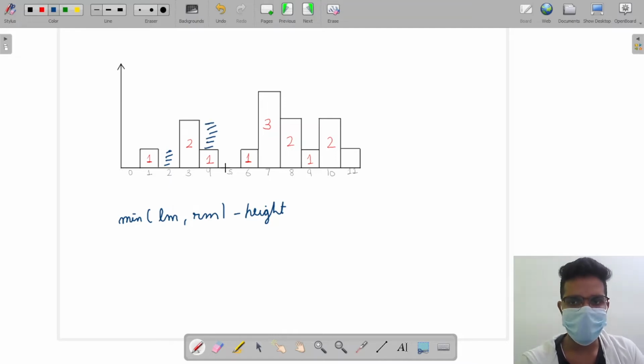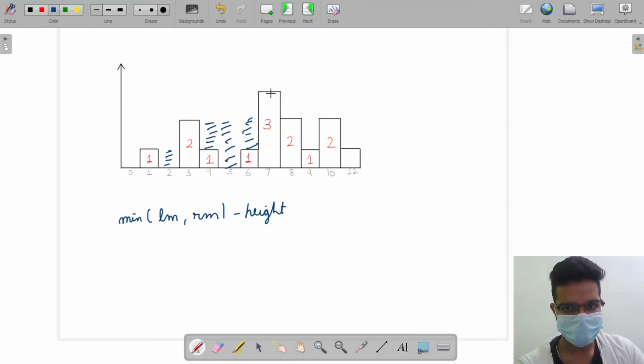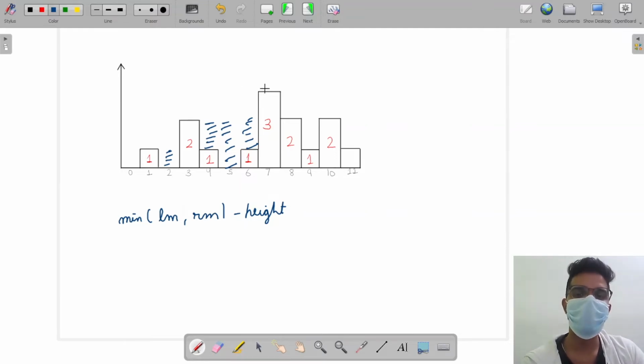Now for 5th index, its left max is 2 and right max is 3. So again, 2 units of water I can store. For 6th index, left max is 2 and right max is 3. So again, 2 units of water I can store minus my height, so 1 unit. Here, why we can't store here? Because there is no left max or right max. Here also there is no right max. As you can see, there is no right max, so you can't store water here.